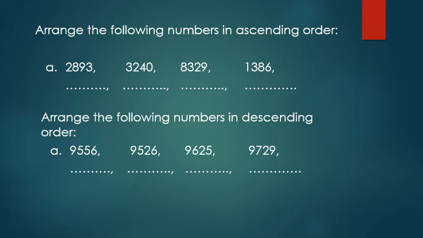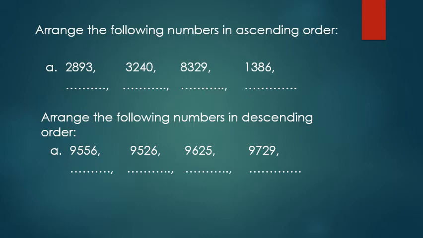Compare thousand place digit. Digit is 2, 3, 8 and 1. So 1 is the smallest. It means 1386 is the smallest number. So it will come first. And after that, yes, 2893 and then 3240 and at the last 8329. Yes.